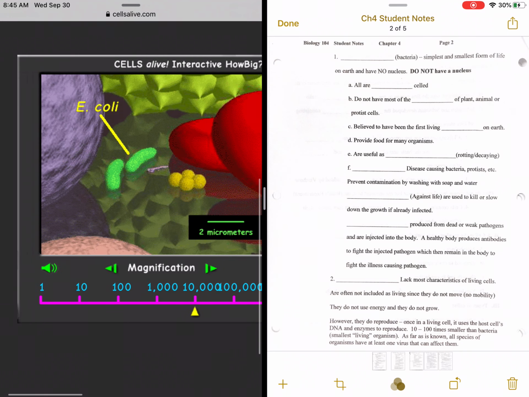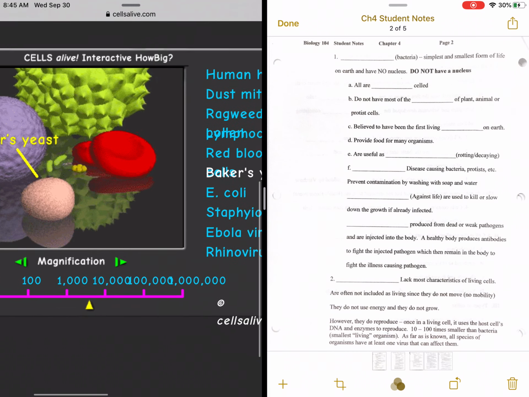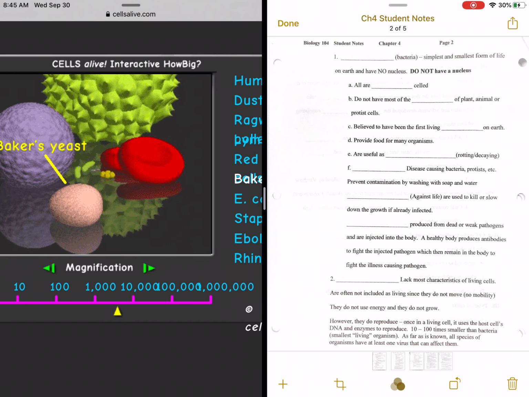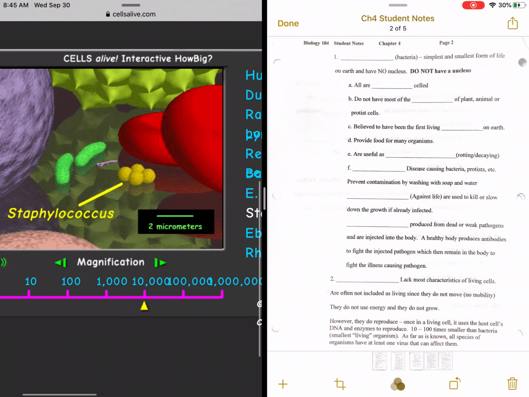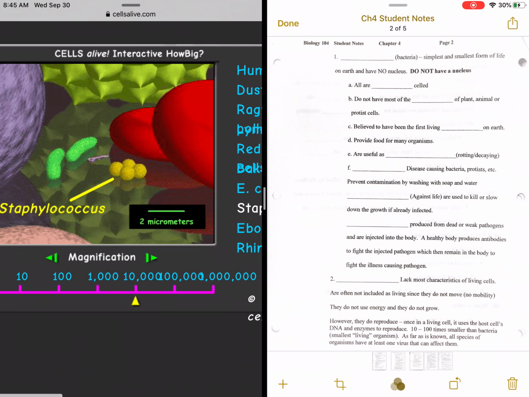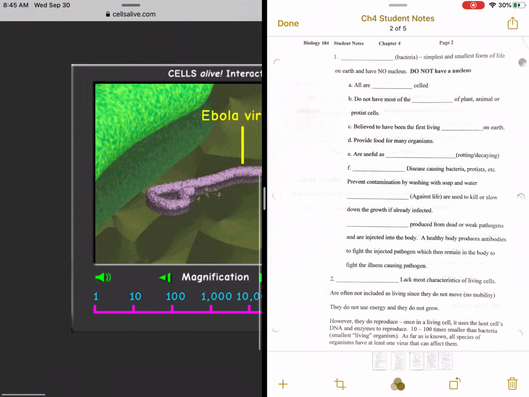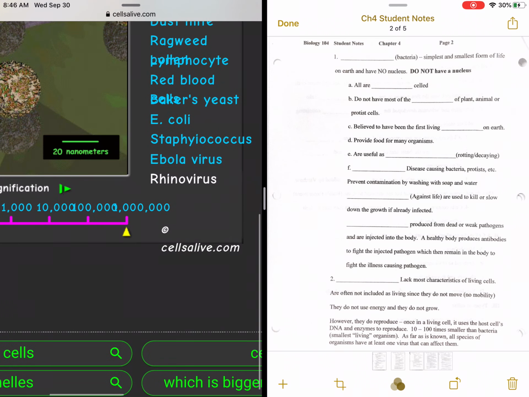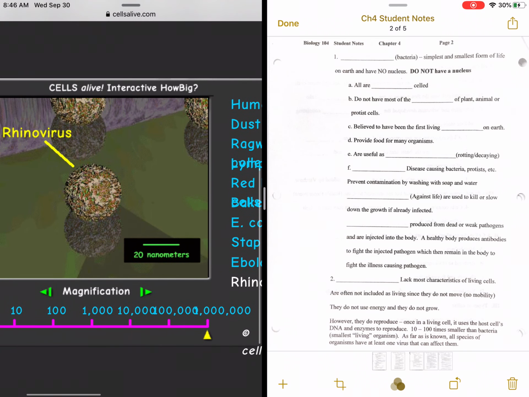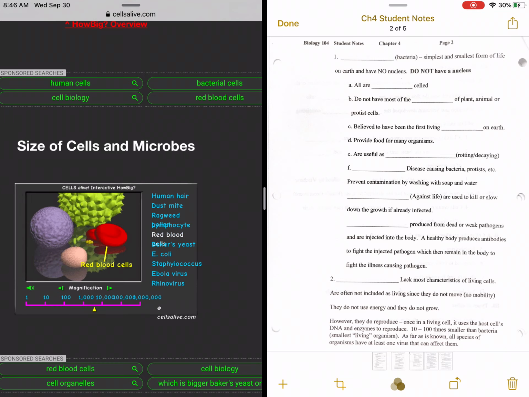E. coli, those are your prokaryotics. They're even smaller. Baker's yeast, which is a fungus, it's larger than that, but it is single cells as well. Staphylococcus is smaller than E. coli. It's 2 micrometers, well, less than 2 micrometers. It's about a micrometer in length. Then you have your Ebola virus, which is kind of like a string there, this is your E. coli in the green. And then you have your rhinovirus, which is your common cold. So it is 20 nanometers. Nano is 10 to the negative 9th. So viruses are very, very small compared to your typical cells.